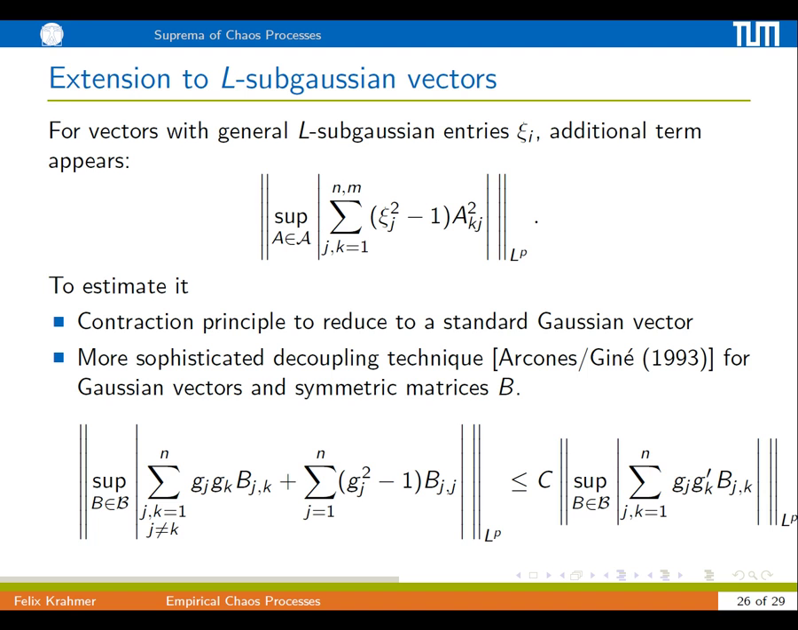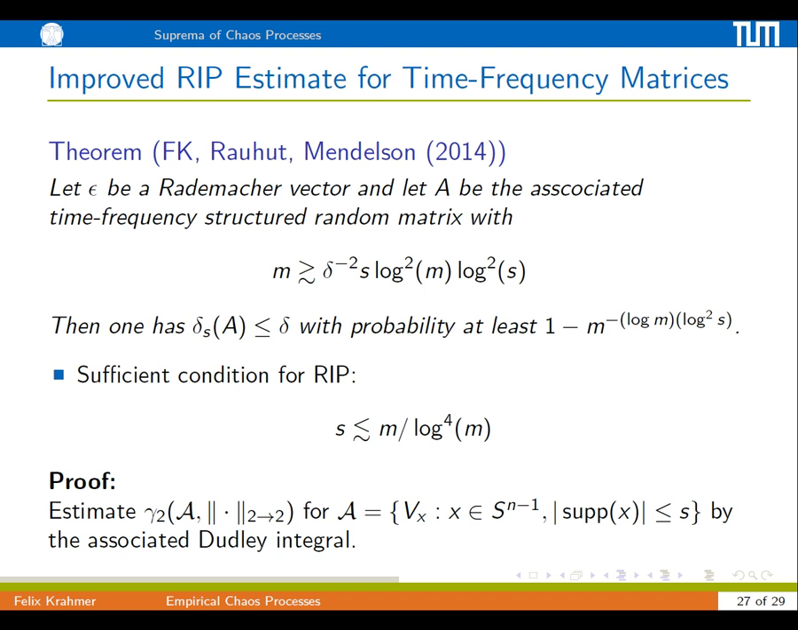I think I will skip the extensions to L subgaussian vectors and obtain the improved RIP estimate for time frequency and structured random matrices that are a consequence of this result. So I decided to write it here in the form of M and M, even though it's a little bit implicit here. So the number of measurements that you need is linear in the sparsity with logarithmic factors. That allows you a better comparison to the previous result.